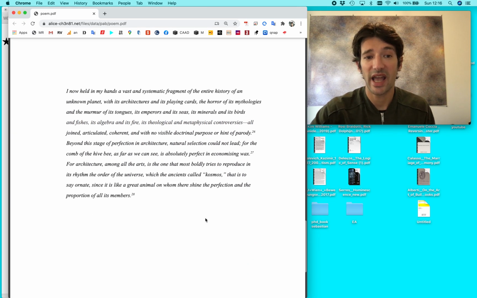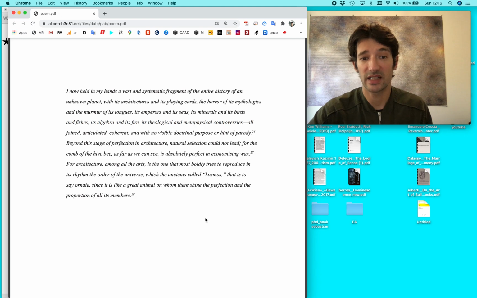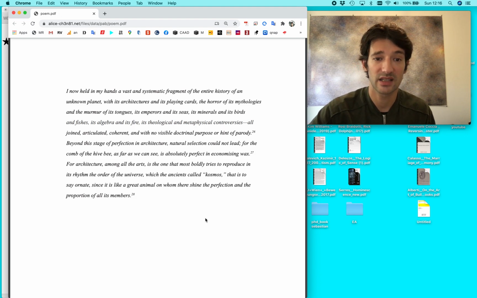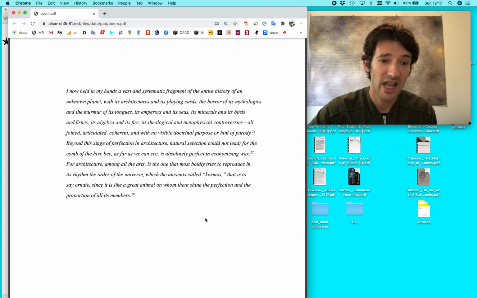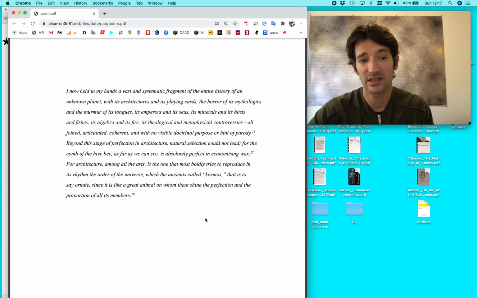I now held in my hands a vast systematic fragment of the entire history of an unknown planet, with its architectures and its playing cards, the horror of its mythologies and the murmur of its tongues, its emperors and its seas, its minerals and its birds, its fishes and its algebra and its fire, its theological and metaphysical controversies, all joined, articulated, coherent, and with no visible doctrinal purpose or hint of parody.